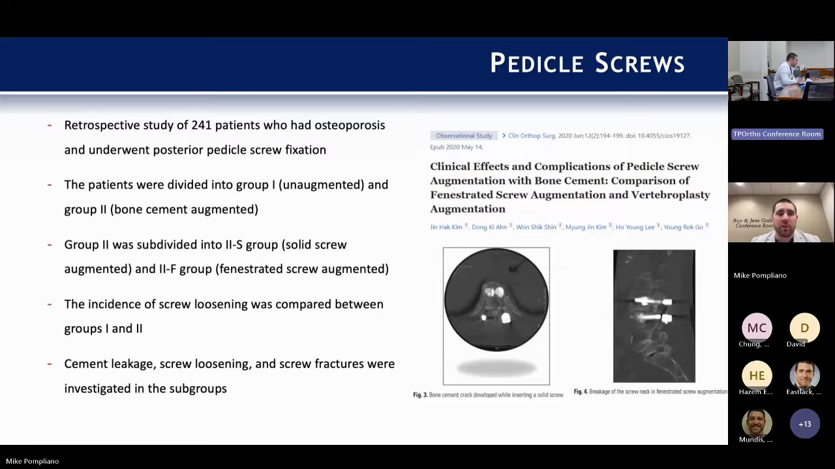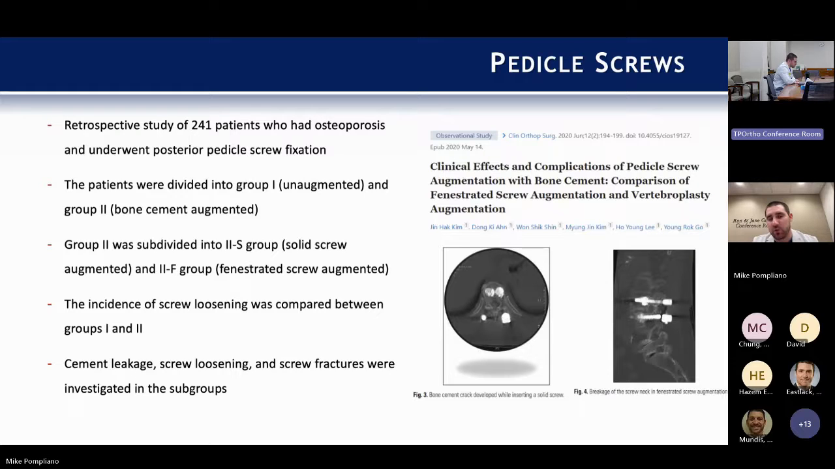Again, looking at bone cement, this was a retrospective study of 241 patients with osteoporosis and pedicle screw fixation. They essentially divided them into unaugmented and augmented groups. The augmented group was subdivided into solid screw augment versus fenestrated screw augment.